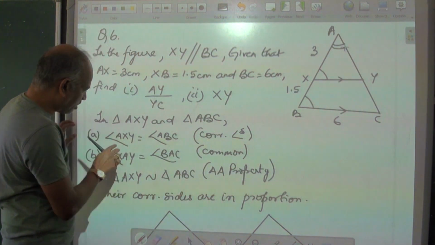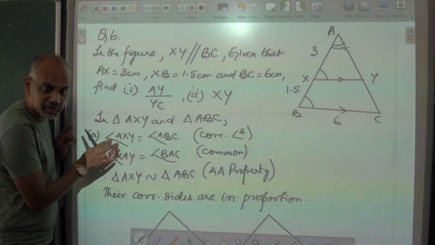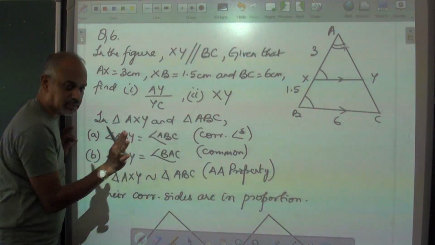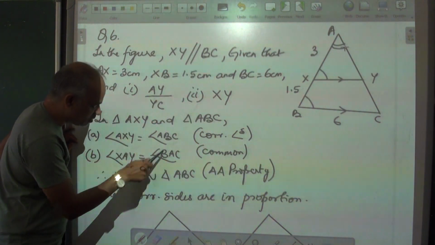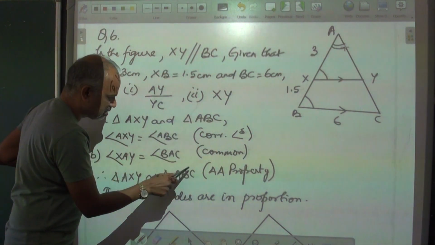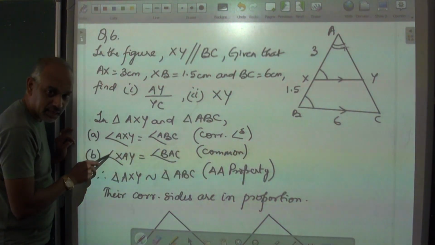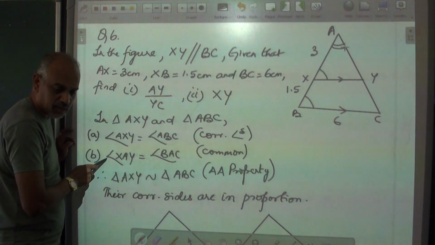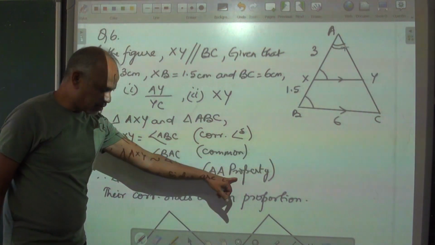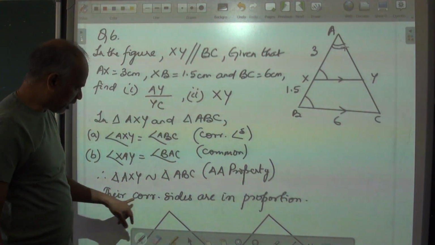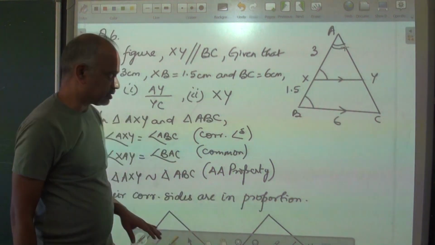Now that you know two corresponding angles are equal, therefore the two triangles are similar. Therefore triangle AXY is similar to triangle ABC by the angle-angle property, or angle-angle-angle property. Now that you know the two triangles are similar, their corresponding sides are in proportion.